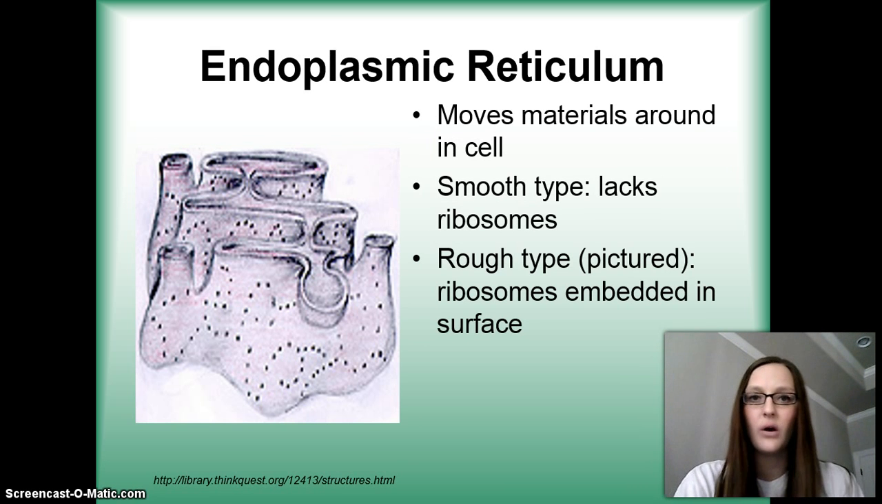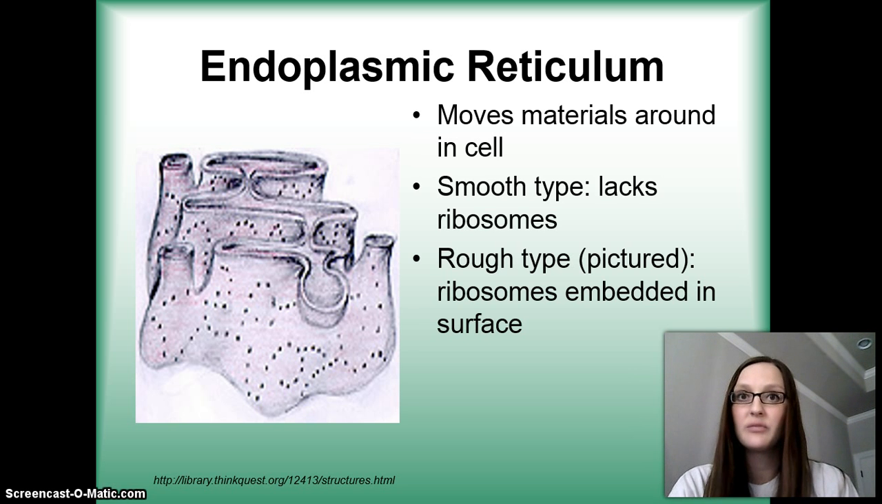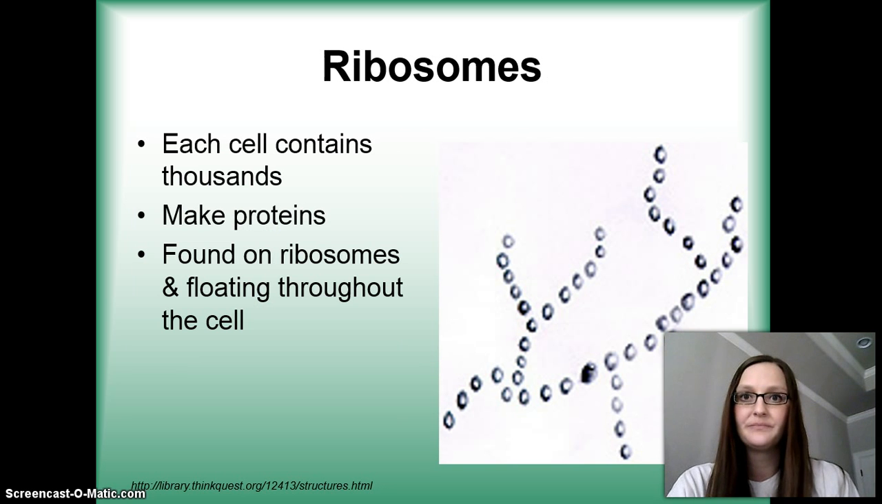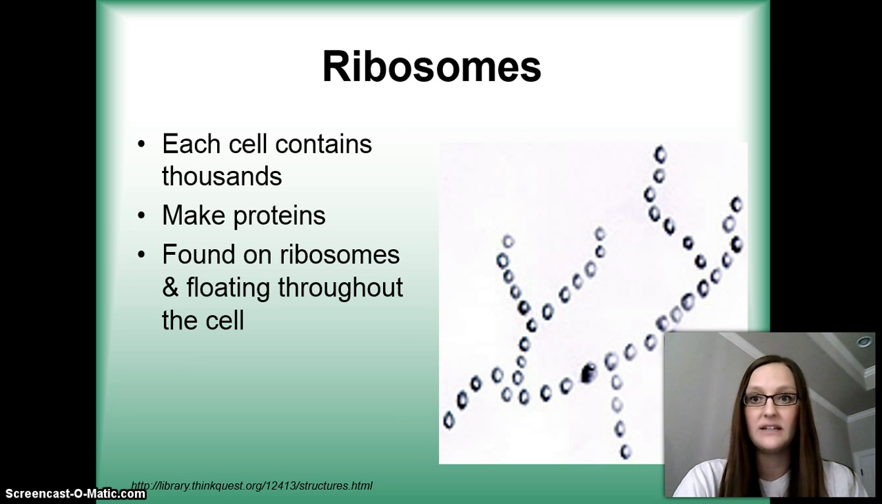Here we go, the ER. Okay, so the ER moves things around in your cells. It has the smooth, which looks like the surface would be smooth, and then it has the rough ER, which kind of looks like it has sprinkles on its surface. Those are ribosomes, okay, that helps with protein secretion. Ribosomes, their main job is to make proteins. That's pretty much it. They can be found free-floating throughout the cell, or they can be found on the rough ER.